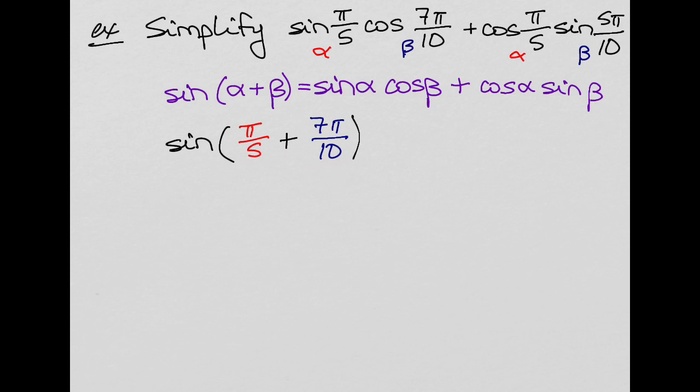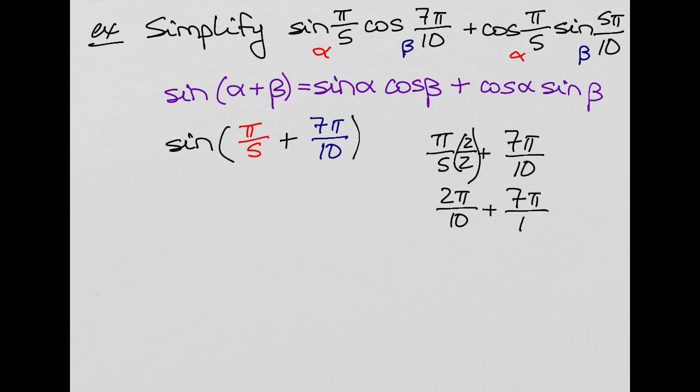Common denominator, same as we always need for adding fractions. If you need to come off to the side and think about that, that's totally fine. Pi over 5 plus 7 pi over 10. I'm going to need a common denominator. It's going to be 10 since 5 divides into 10. So I can multiply top and bottom by 2. So I got 2 pi over 10 and 7 pi over 10. Last I checked, 2 plus 7 was 9. So that means we have the sine of 9 pi over 10.